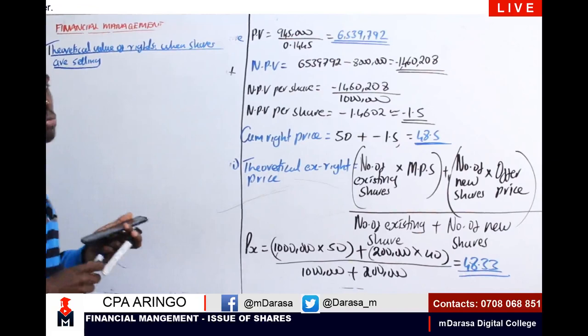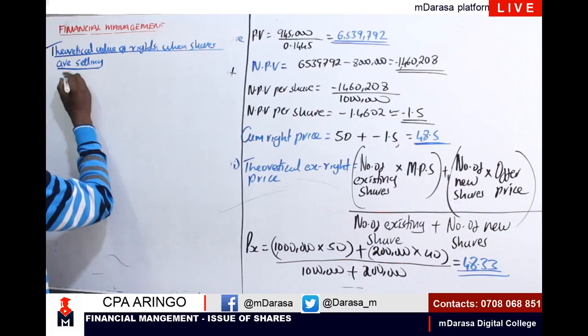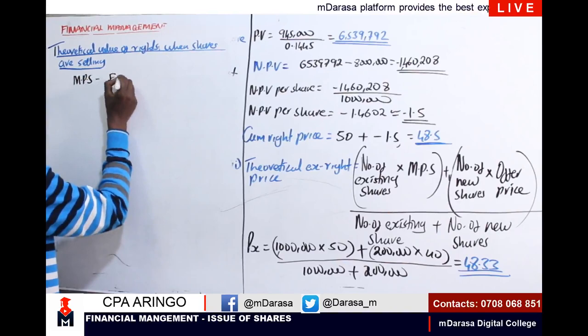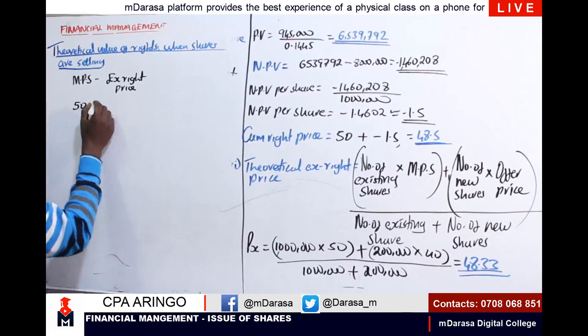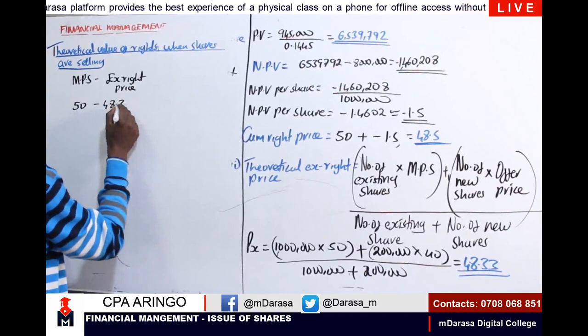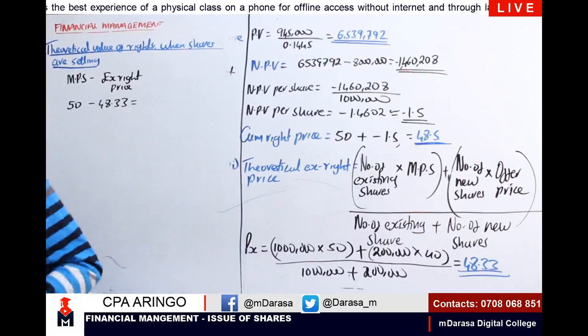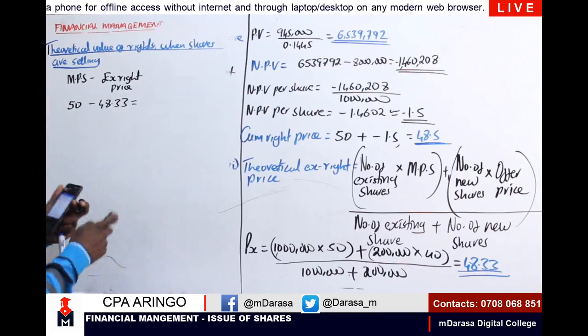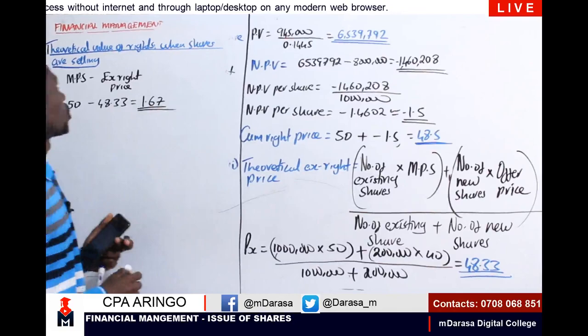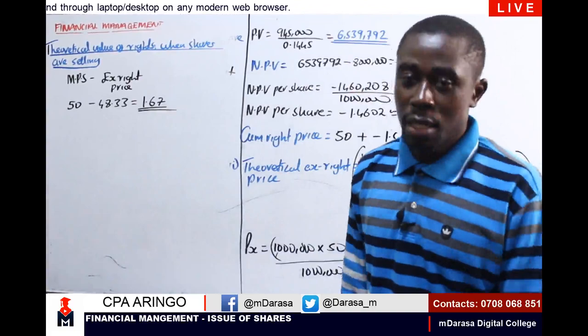That will be simple, my good students, because at this point you will only be considering the market price of our shares minus our ex-right price. The market price of the shares was 50 minus the ex-right price we determined to be 48.33, which should give us how much? 50 minus 48.33 gives us 1.67. So you should be having 1.67 as the theoretical value of the rights when shares are selling. As simple as that.